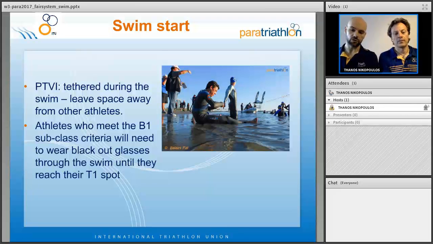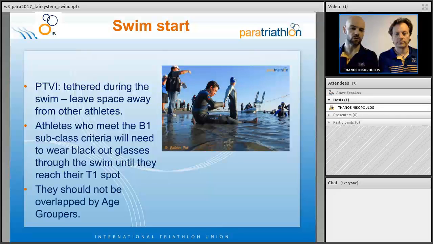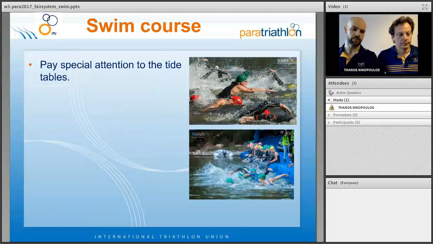If you have watched the second webinar, we explained how we can identify these athletes, and this is basically the different color of the swim cap. These athletes are wearing orange swim caps, so we can monitor easily if they have the blackout goggles on or not. And obviously, if the paratriathlon races are combined with the age group events, we need to make sure that there is no overlapping and we don't have the age groupers swimming over the athletes.